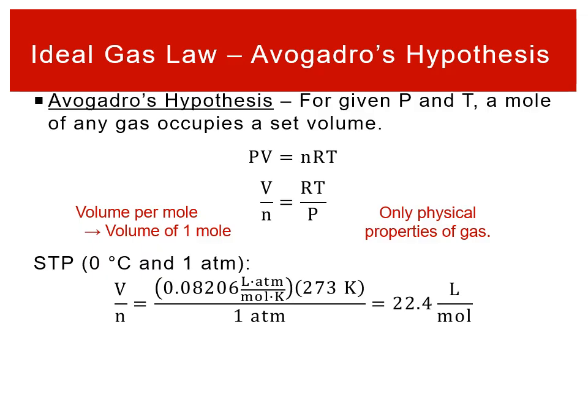So say we specify conditions. For example, STP, our standard temperature and pressure. That would be 0 degrees Celsius, 273 Kelvin, and 1 atmosphere. We plug in those conditions, and we find that the molar volume is 22.4 liters per mole. So this molar volume relates the volume of gas to the number of moles of that gas that we potentially have. And so in this case, we can now see this relationship.